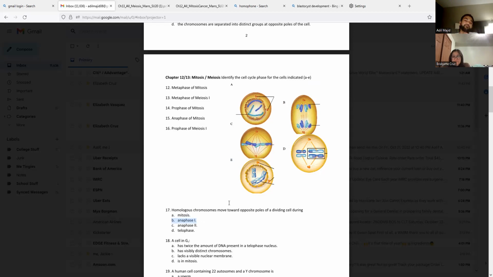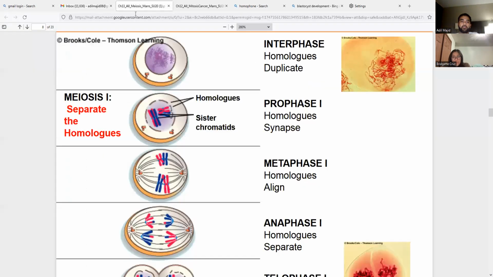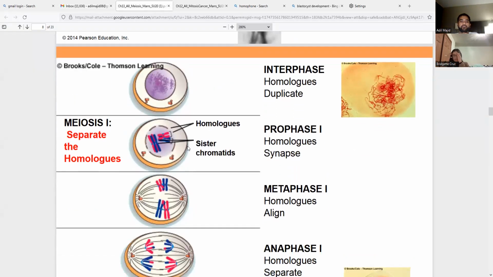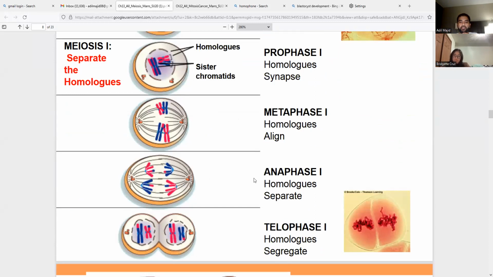Because I was confused. Yeah, so you just have to understand it's the same thing as mitosis. In mitosis, in anaphase, the sister chromatids move towards opposite poles, right? In meiosis 1, sister chromatids aren't separating. It's just the homologous chromosomes that are separating. So if homologous chromosomes are going towards opposite poles, that's anaphase, right?